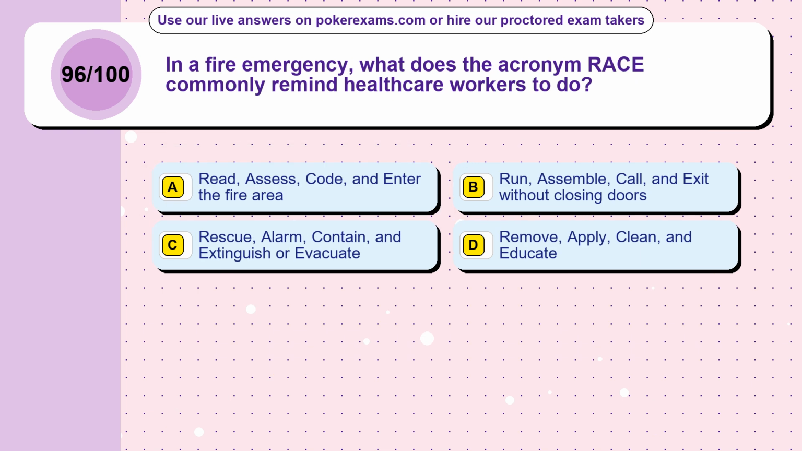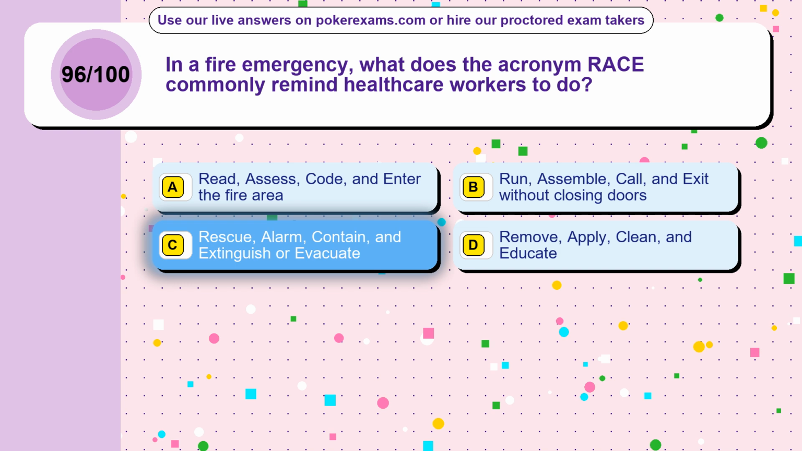Question 96. In a fire emergency, what does the acronym RACE commonly remind healthcare workers to do? Option A. Read, assess, code, and enter the fire area. Option B. Run, assemble, call, and exit without closing doors. Option C. Rescue, alarm, contain, and extinguish or evacuate. Option D. Remove, apply, clean, and educate. The correct answer is option C.